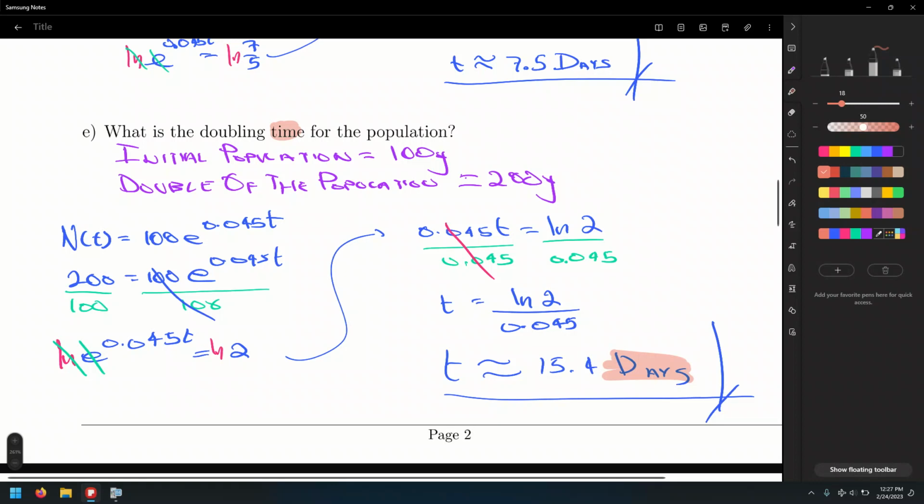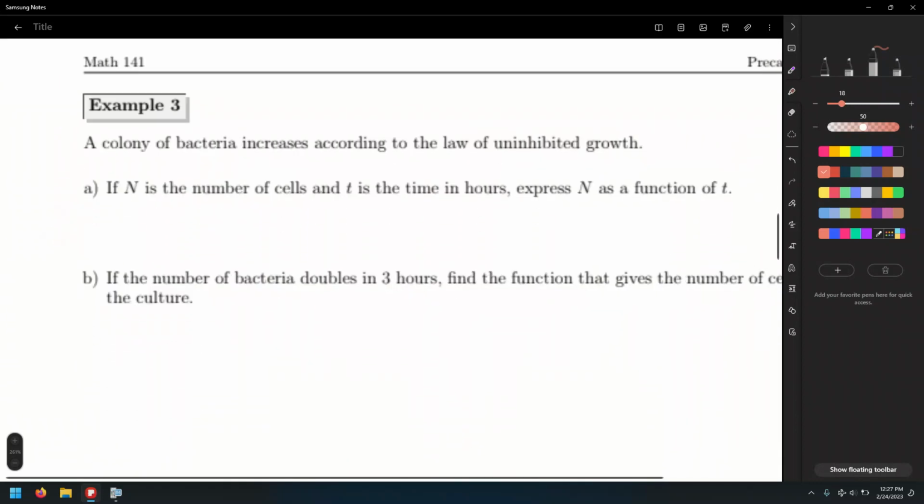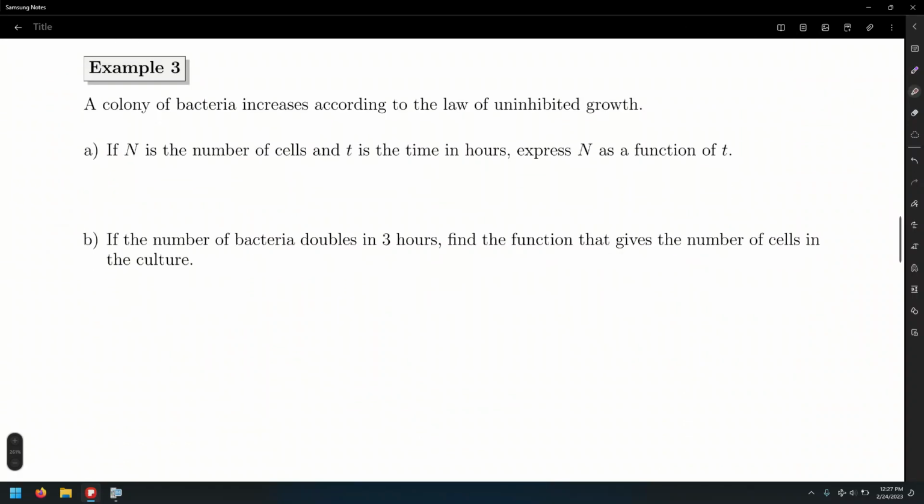All right. So let's see. We have another example on the next page. So again, a colony of bacteria increases according to the law of uninhibited growth. All right, what is that law? In this case, notice they're not giving us any equation. In fact, we have to figure it out. Okay? So let's see. Well, in fact, we will not even care about the initial amount, and you'll see why.